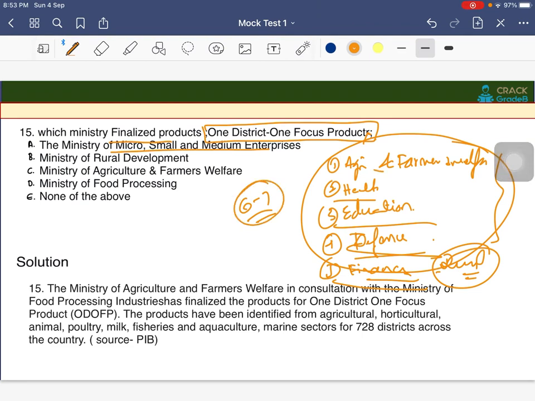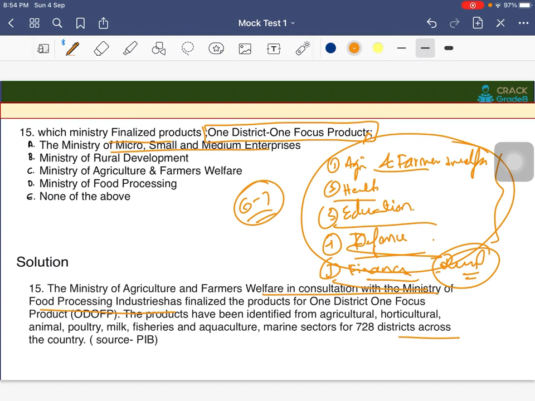Which ministry finalized the One District One Focus Products? The Ministry of Agriculture and Farmers Welfare, in consultation with the Ministry of Food Processing Industries, has finalized the products for One District One Focus Product. These have been identified from the agricultural, horticultural, animal, poultry, milk, fisheries, aquaculture and marine sectors for about 728 districts across the country.